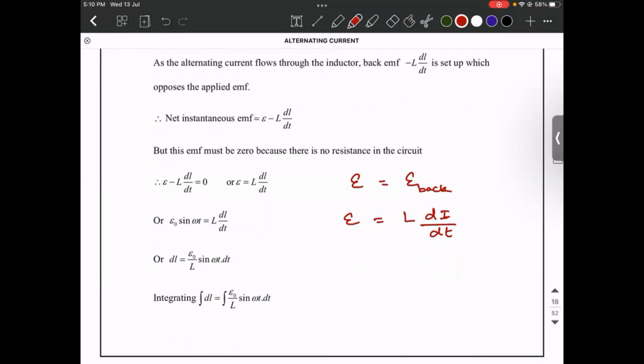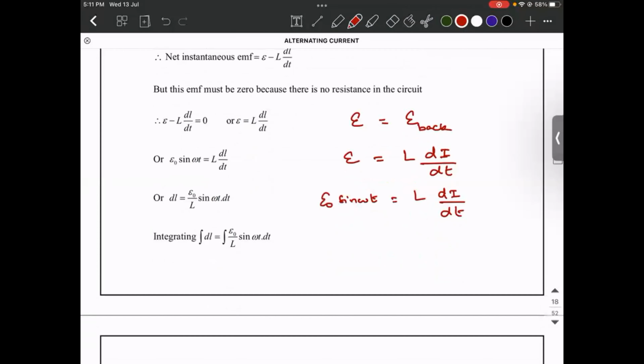Now, what is our job? We need to find the current for the given input. The given input is E, and what is going to be the corresponding output? That is I. Before that, can I write E as a function of t? It is E naught sin omega t, which is equal to L into di divided by dt. Now, di, I will write it as E naught divided by L into sin omega t dt. Observe this. This is right.